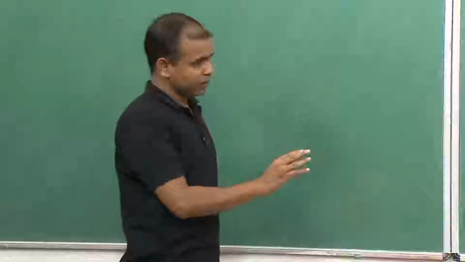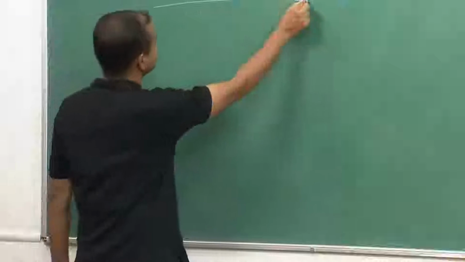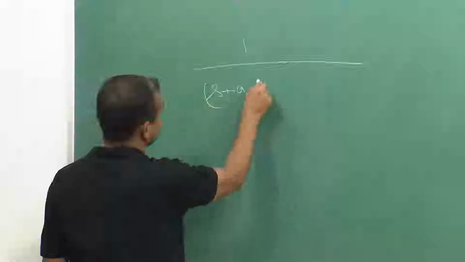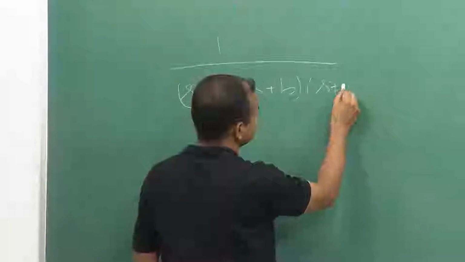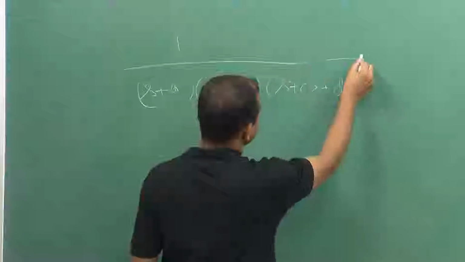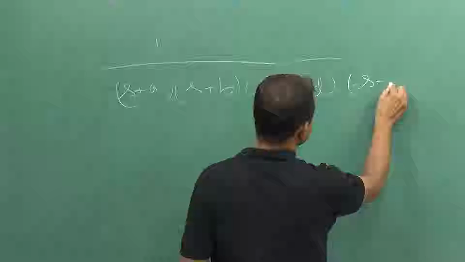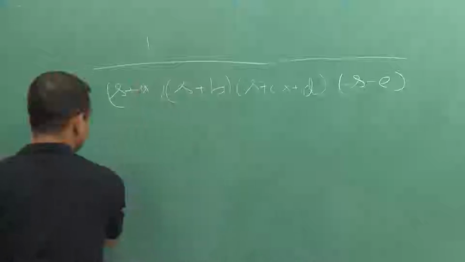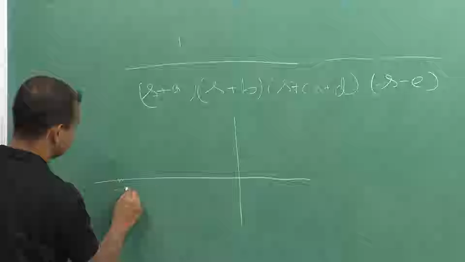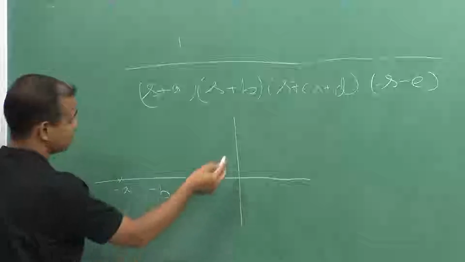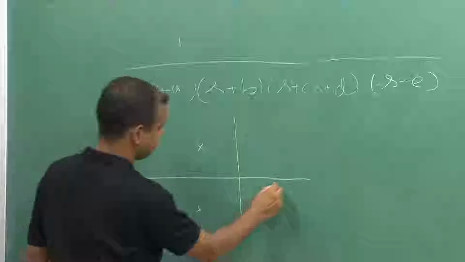So, if there is a pole in the right half, the system is unstable. Even if I have a bigger transfer function, suppose something like 1 by (s plus a) into (s plus b) into (s square plus c s plus d), and (s minus e). In this case, I will have poles at minus a, minus b, and one complex conjugate pair and one pole in the right half.